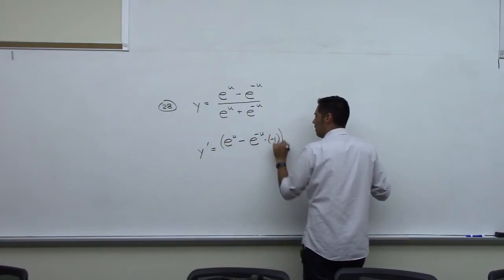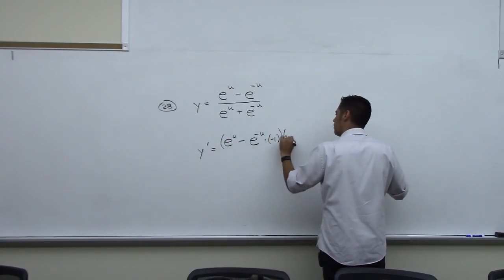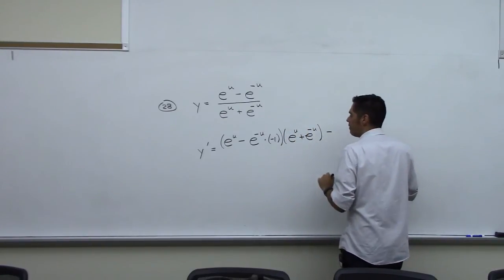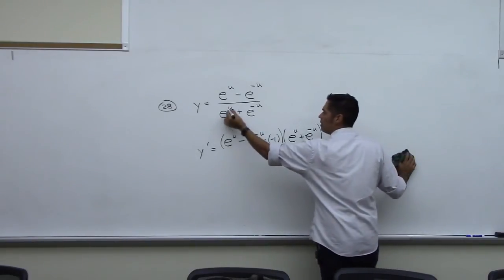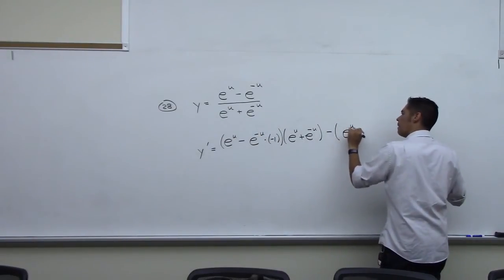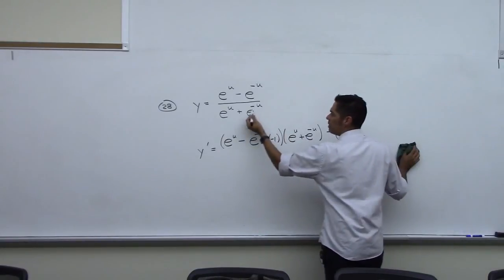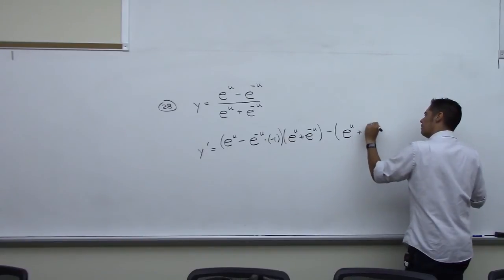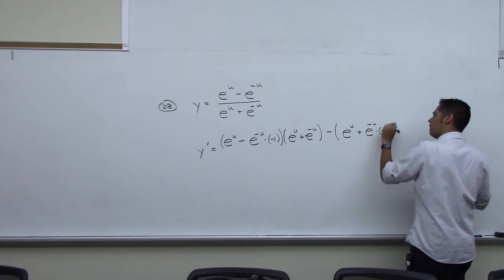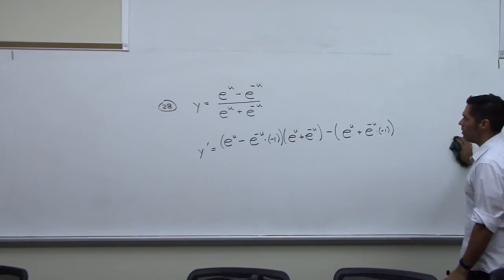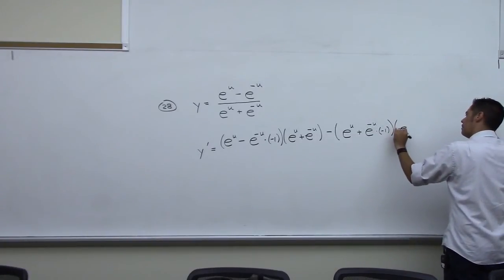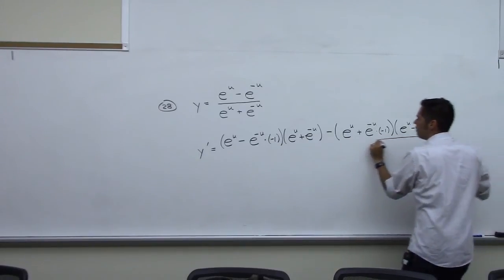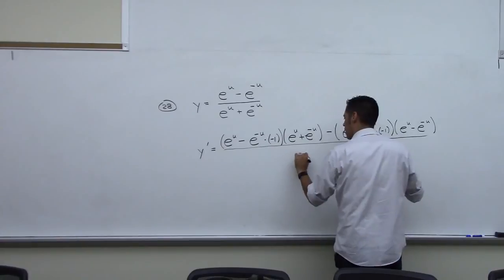That's the derivative of the top, times the bottom, with no derivative, minus the derivative of the bottom, okay. Derivative of e to the u is itself, plus the derivative of e to the negative u, we just did that, it's right here. It's going to be e to the negative u times -1. Okay, so that's the derivative of the bottom, then times the top, all of this over the bottom squared.